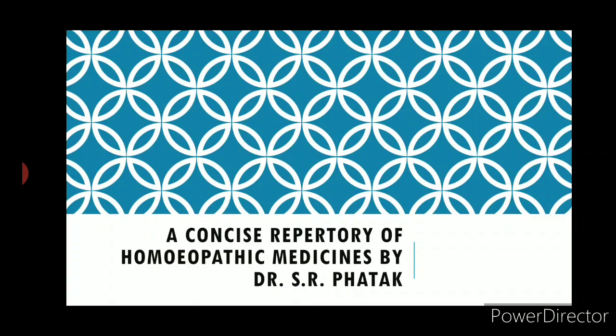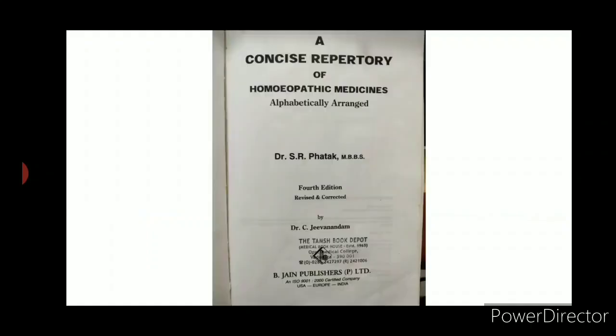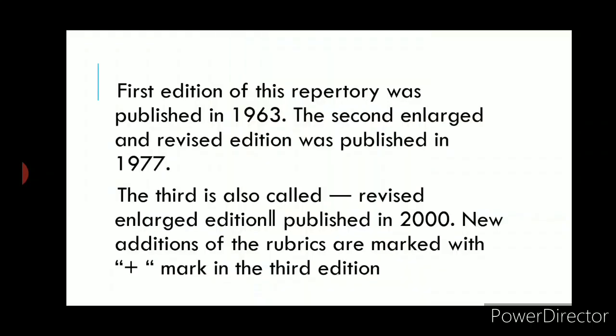In this video, I am going to discuss with you a repertory published and compiled by Dr. S R Phatak, which is known as a Concise Repertory of Homeopathic Medicines. This repertory is alphabetically arranged, not having any particular chapters but only rubrics arranged in alphabetical order. The first edition was published in 1963 and the second edition in 1977. The third edition, also called the revised and enlarged edition, was published in 2000.